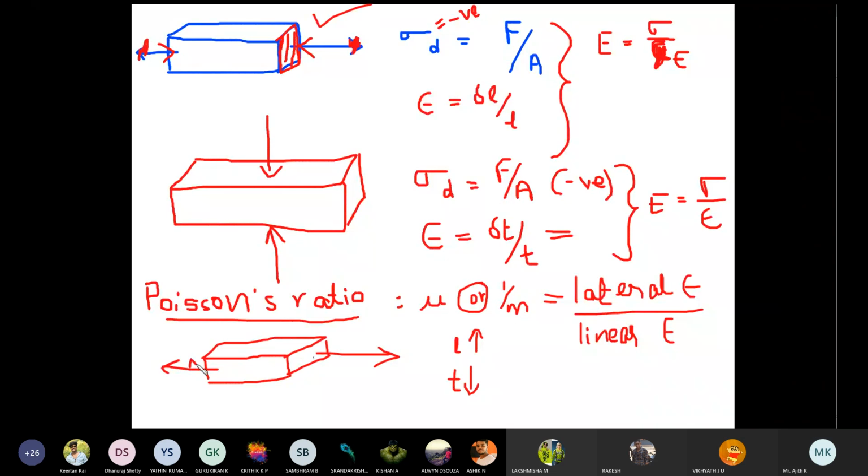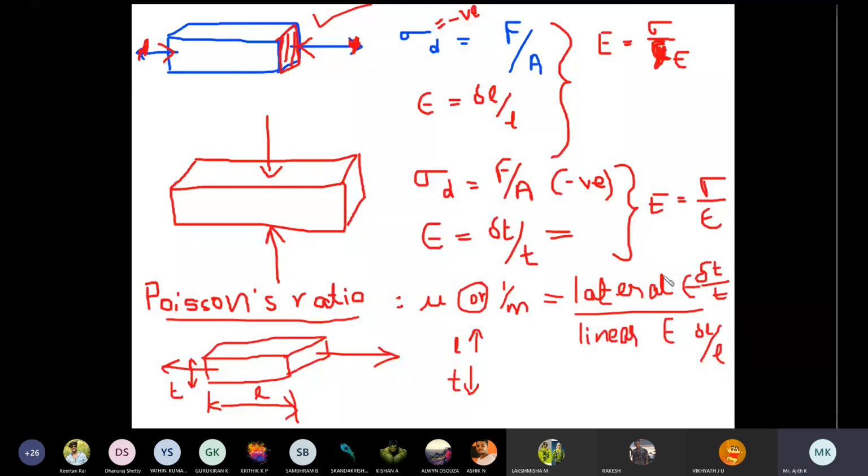If this one is the thickness, say this is the thickness of the object and this one is the total length of the object. When you apply force along the x-axis, its length will increase, its thickness will drop. So lateral strain means delta T, change in thickness divided by original thickness, delta T divided by T, whereas linear strain means delta L divided by L, change in length divided by original length. So the ratio of lateral strain to linear strain is known as Poisson's ratio. We'll denote it using mu, if not 1 by m.